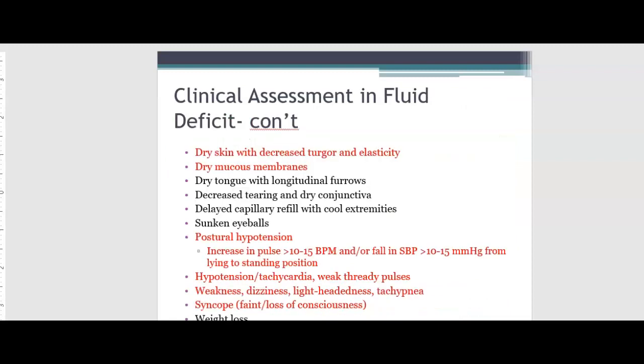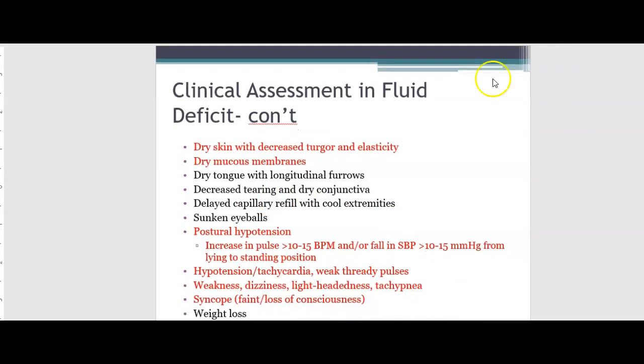Here are more of clinical assessments. I won't read them off each to you. I don't want to bore you, but they're here. I think I have one of them kind of blocked off a little bit. There we go. Am I still recording? Yes. So they're here. Please look at these, and they're in red for a reason.